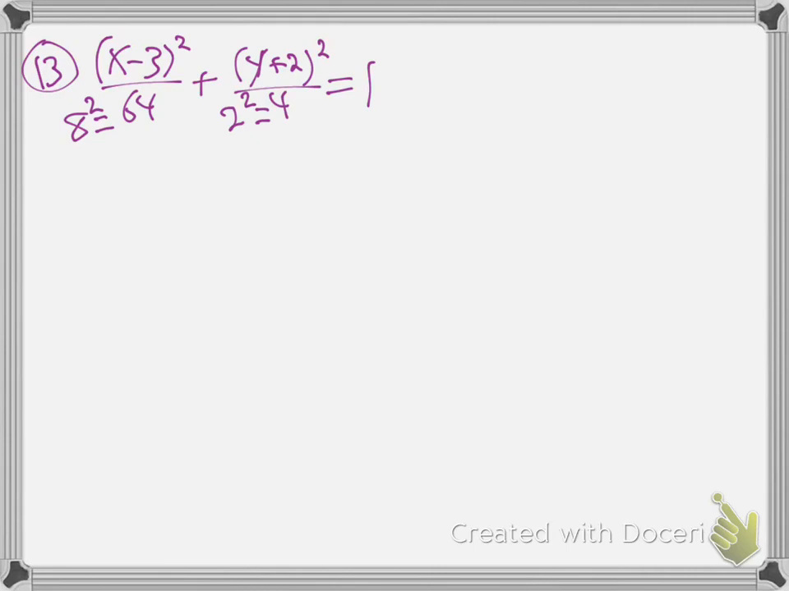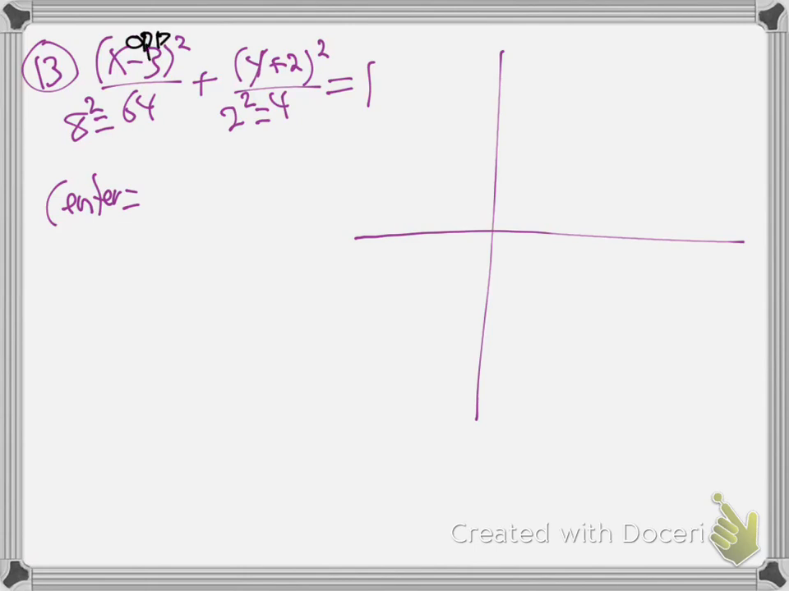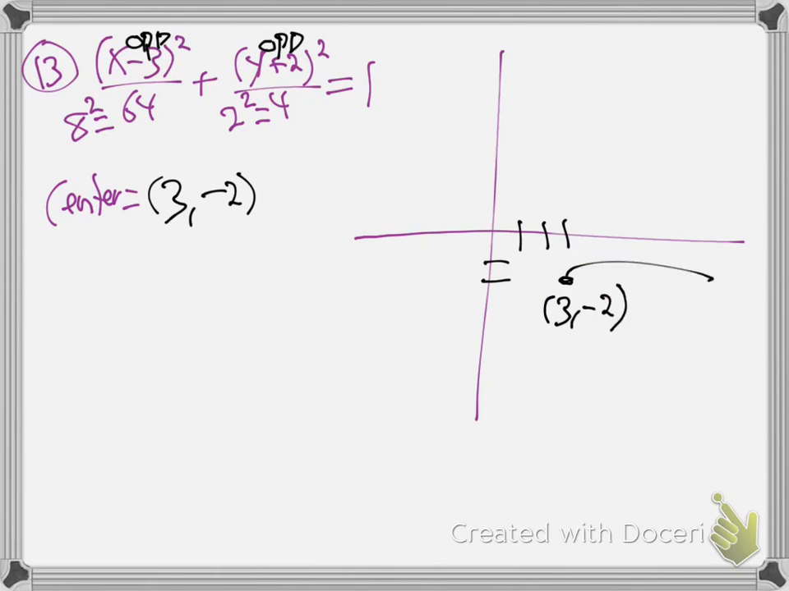So go ahead and put the center on. What's the center? Yeah, remember it's opposite, opposite, opposite, opposite, so it's 3, negative 2. There's the center. 3, negative 2. It's right and left 8.